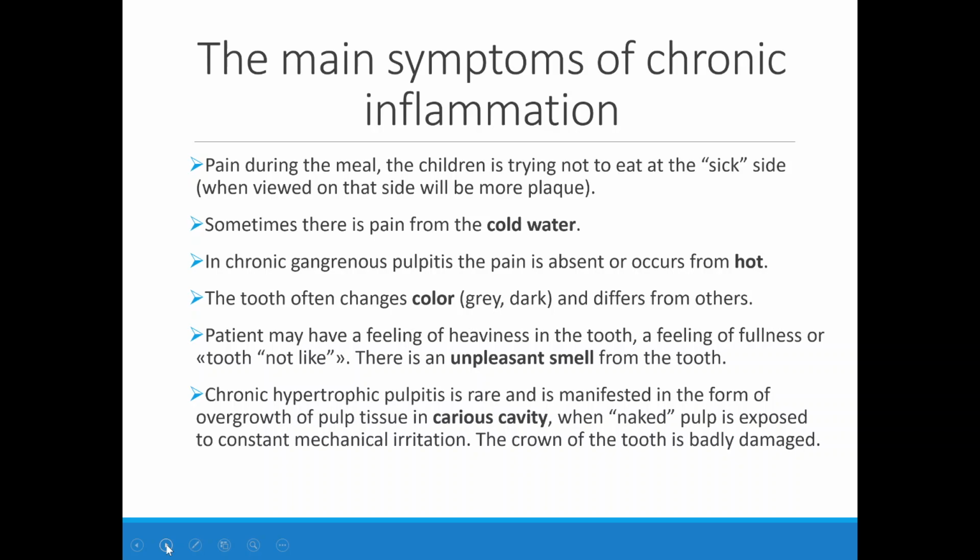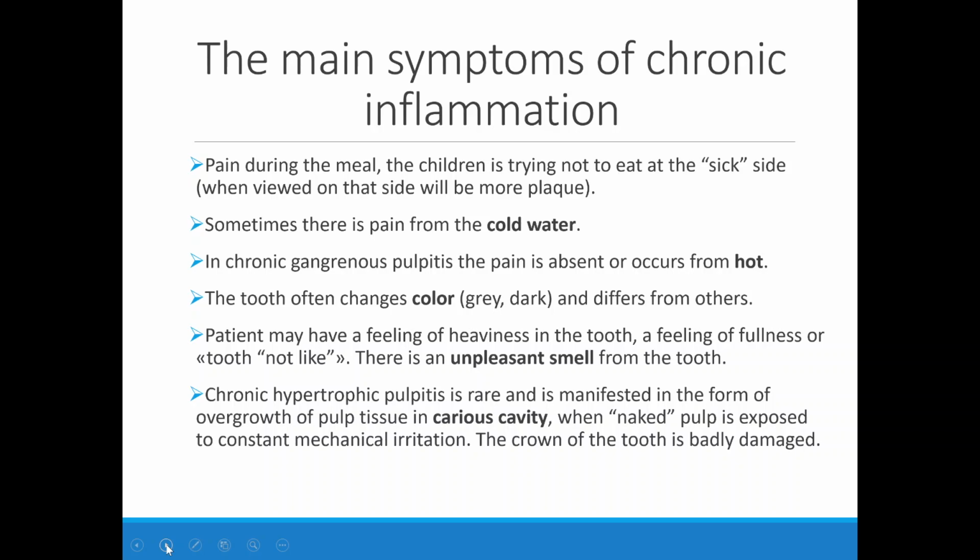When we have chronic gangrenous pulpitis, the tooth often changes color. It becomes gray, dark, and differs from others. You can see that it's more grayish. The patient may have a feeling of heaviness in the tooth, a feeling of fullness, or the tooth feels knot-like. And there is an unpleasant smell from the tooth. This is about gangrenous pulpitis.